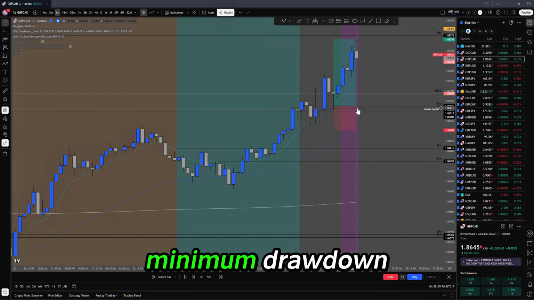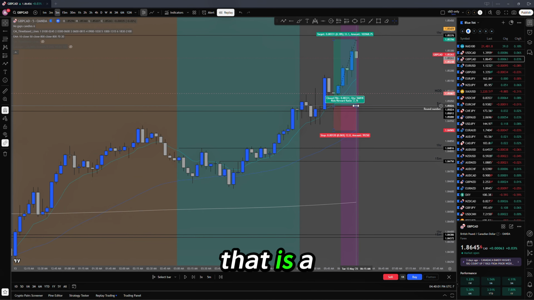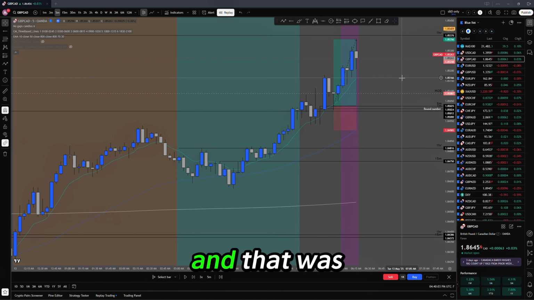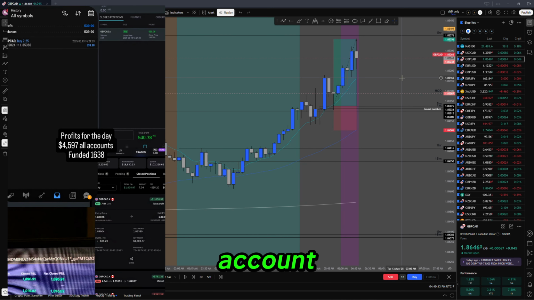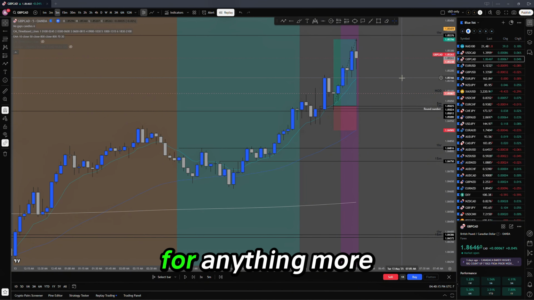Look at that. Minimum drawdown. That is a solid trade right there. And that was literally like less than 30 minutes. And that was a really good day there. That was like a $4,500 day across my prop firm account and my funded account. Honestly, couldn't ask for anything more than that.